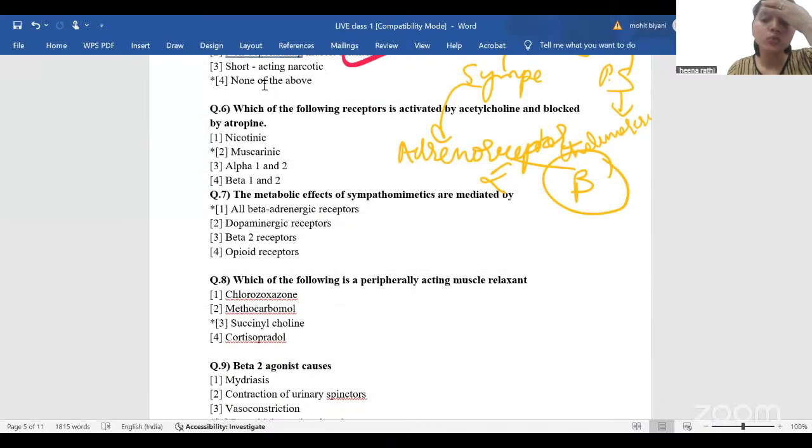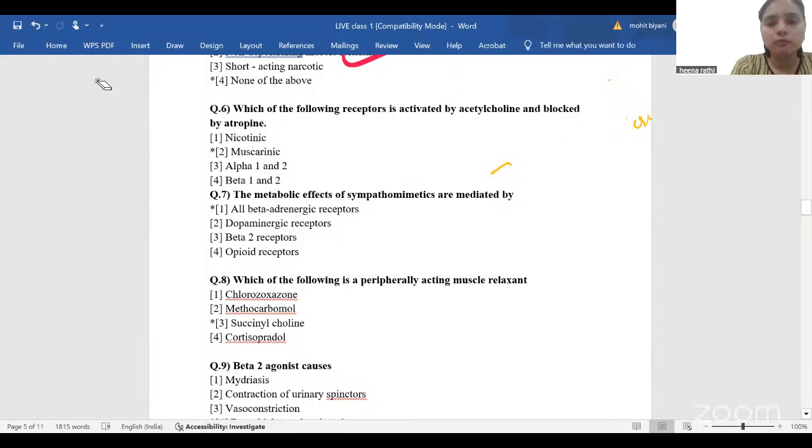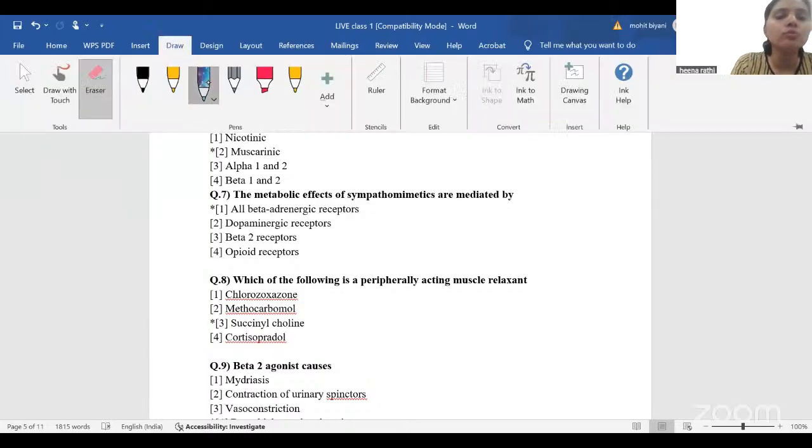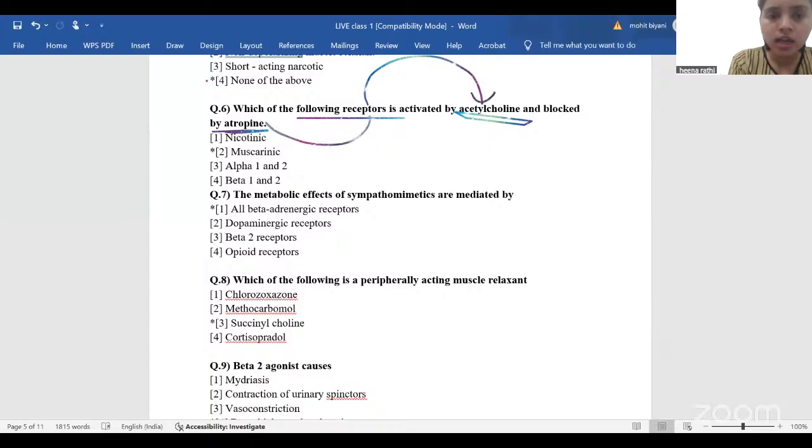Next question is which of the following receptors is activated by acetylcholine and blocked by atropine? So first we have to analyze the question very carefully, what they are trying to ask, because in the question only we will get the answer. Three things are there: a receptor which is activated by acetylcholine and blocked by atropine.